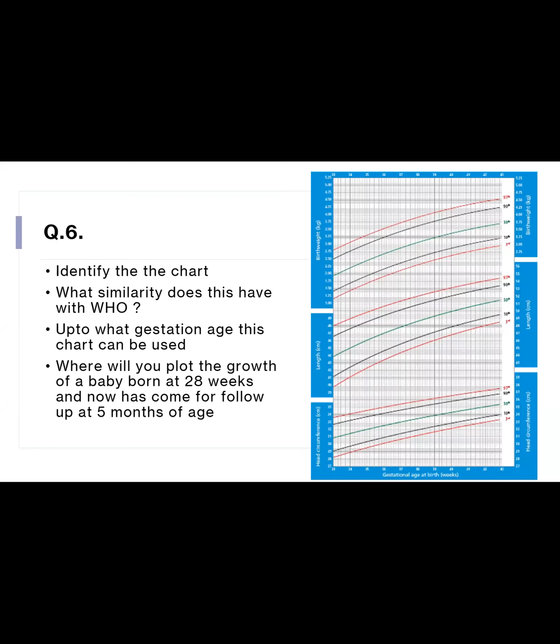So they're writing corrected age at 2 months. Okay, perfect, very good. So you don't plot this baby's growth at 5 months, but you have to correct the gestation age, and you have to plot the baby's growth at 2 months. Correct, perfect.